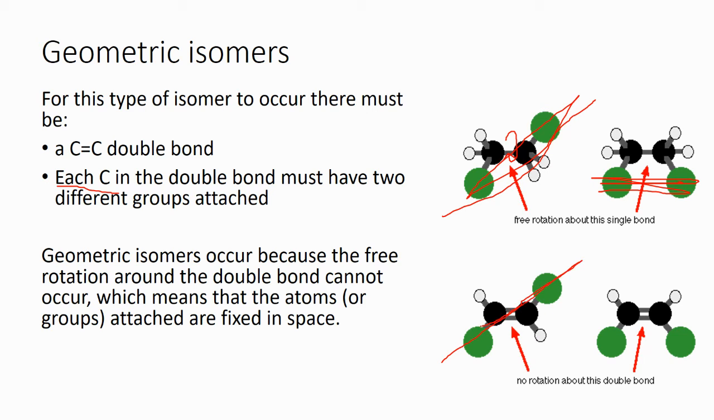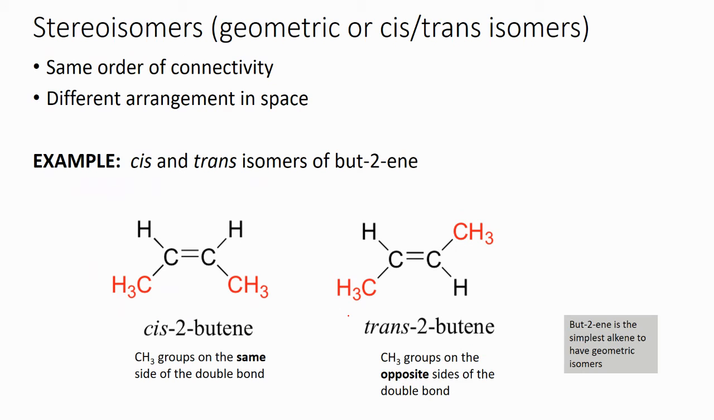So this on opposite sides is called trans, and this on the same side is cis. So all the molecules, if they're cis, are on this side. So they are fixed in space. The double bond cannot rotate. So cis or trans isomers, they have the same order of connectivity. So the bonds are connected the same, but they have a different arrangement in space.